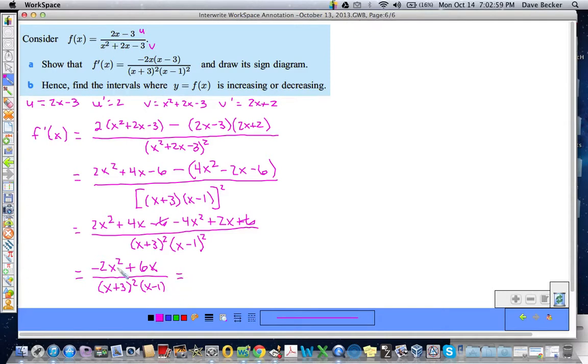And now we're going to factor out negative 2x, just like they want me to here. So negative 2x, and then that does indeed turn into x minus 3. We did it. I forgot the square here, so let me put the denominator in. That's (x plus 3) squared multiplied by (x minus 1) squared. So we did it.